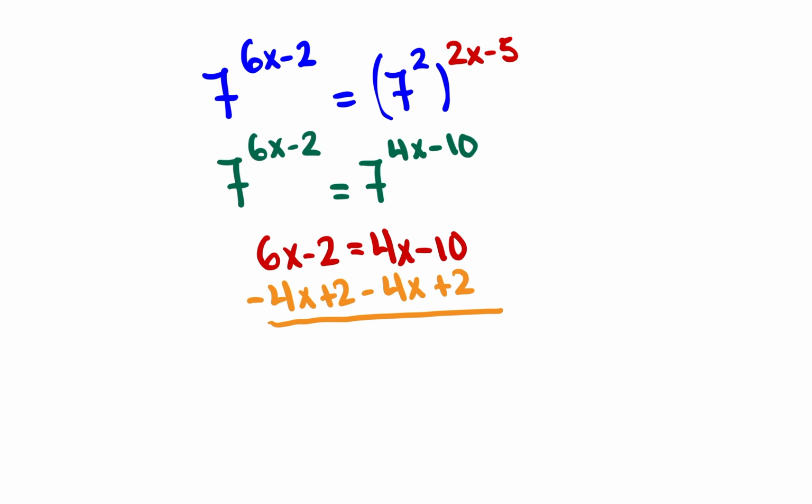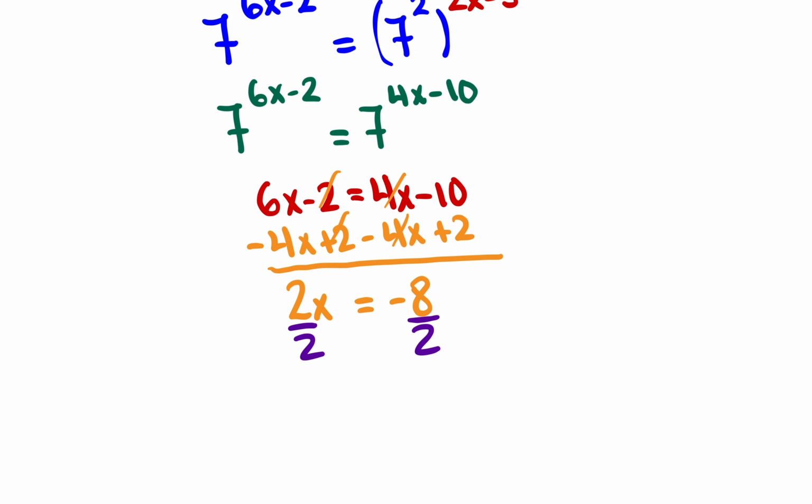All right, so we have 6x minus 4x. That gives us positive 2x. The 2x's cancel out, equals the 4x's cancel out. Negative 10 plus 2 is going to leave us with negative 8. We then divide both sides by 2. And this is going to end up giving us a final solution of x is equal to negative 4. Let's go ahead and box that in.